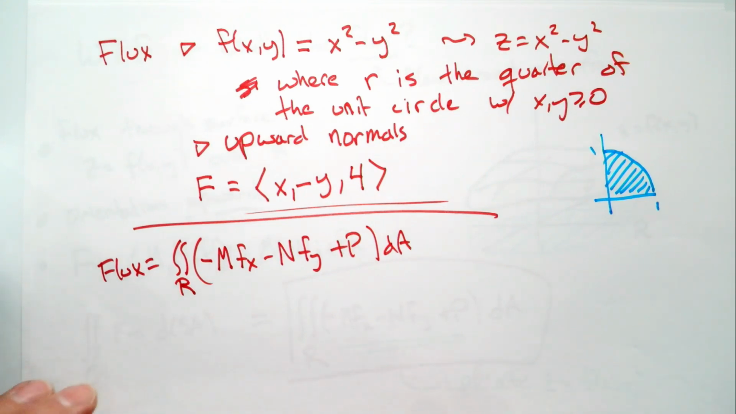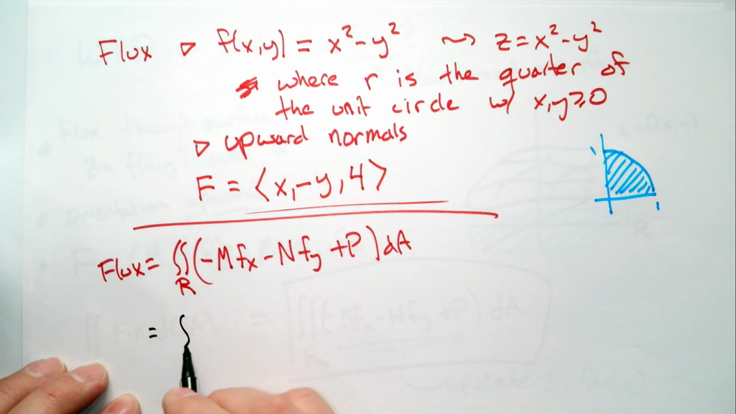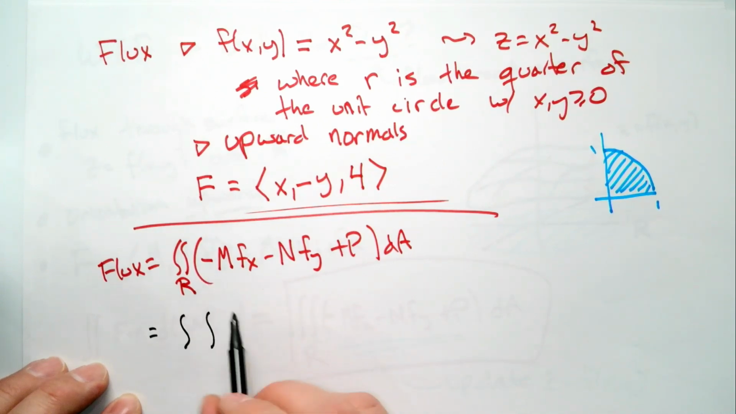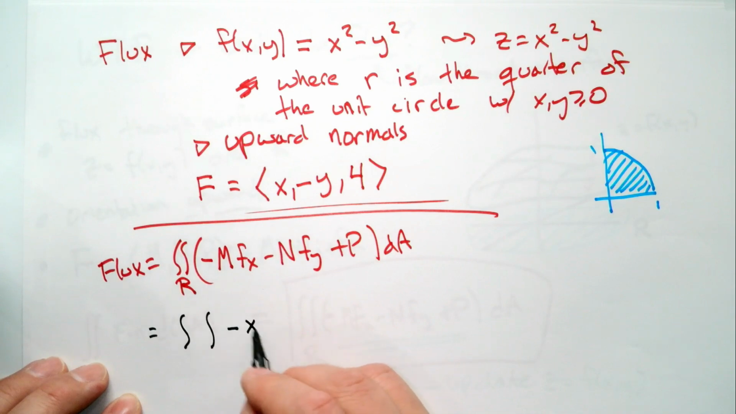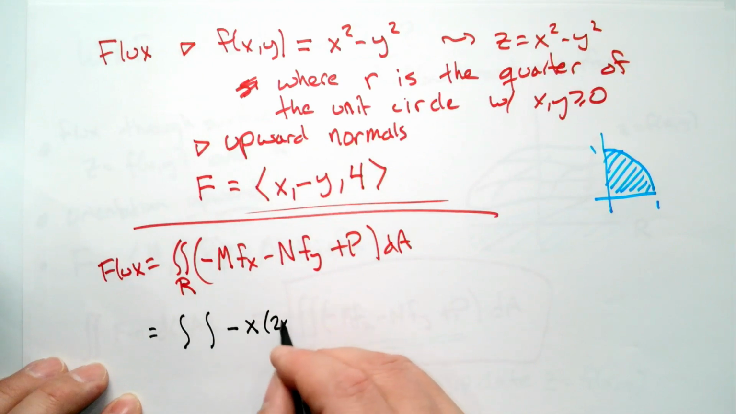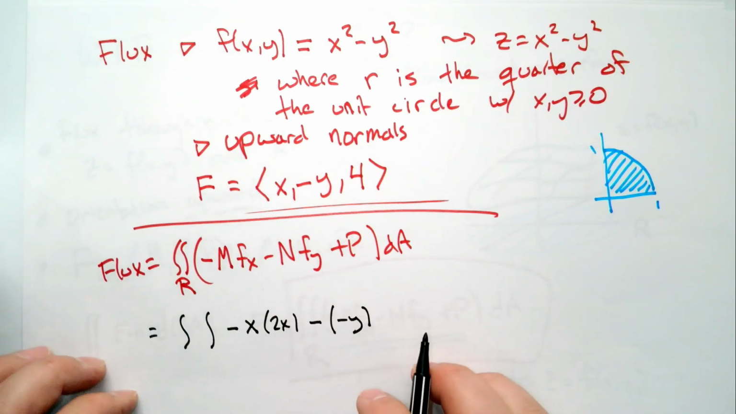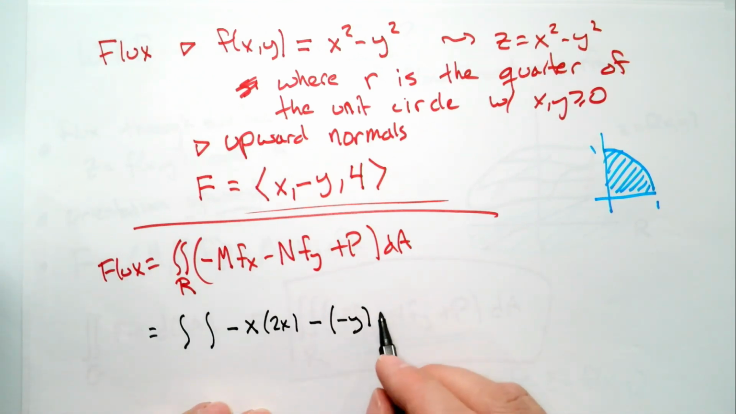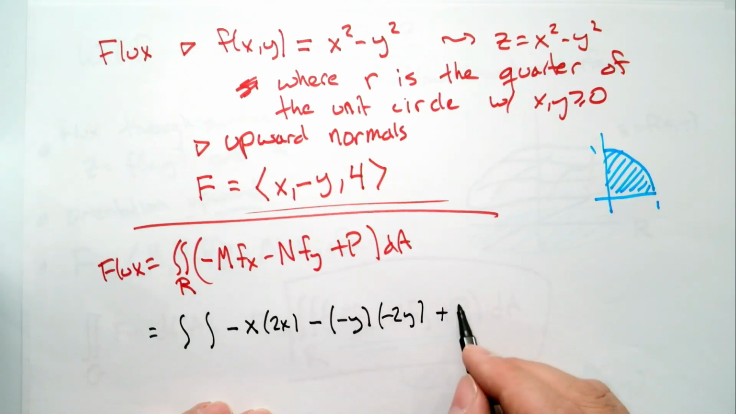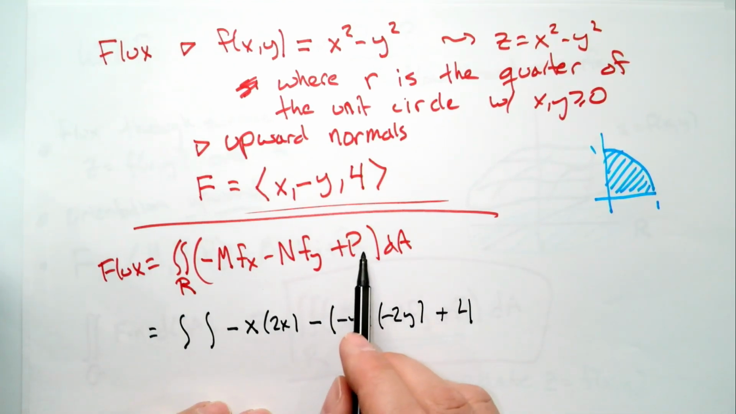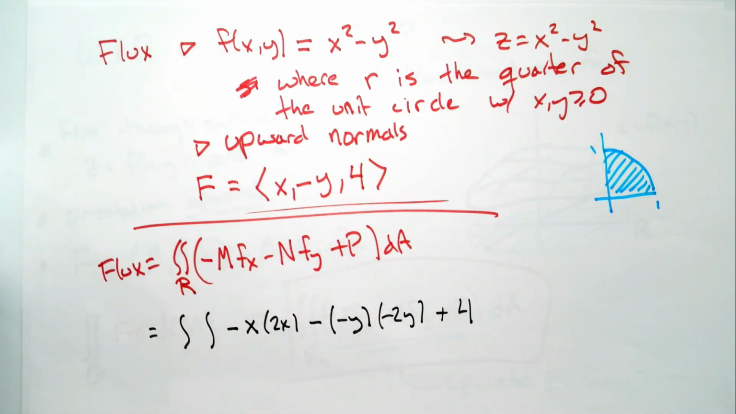All right, so we're going to do this in polar, which means we need to update. So we're going to go through minus, the m becomes x. What is f sub x? 2x. Then we have minus n, that's minus y. What is f sub y? Minus 2y. Plus p, which is 4. Now you might think, well, why doesn't p get multiplied by anything? And actually it does. It gets multiplied by 1. But usually we don't write multiplication by 1. So again, once you know the formula, just make sure you know how to plug the pieces in.